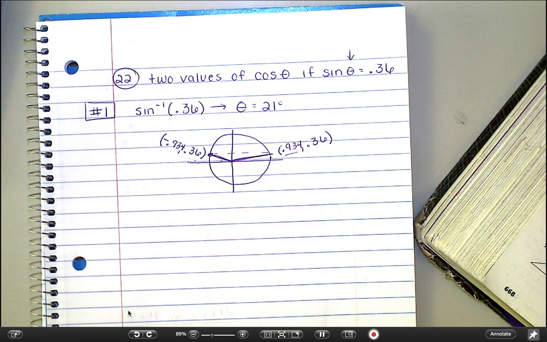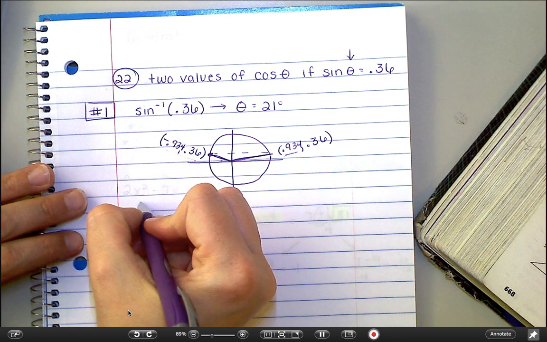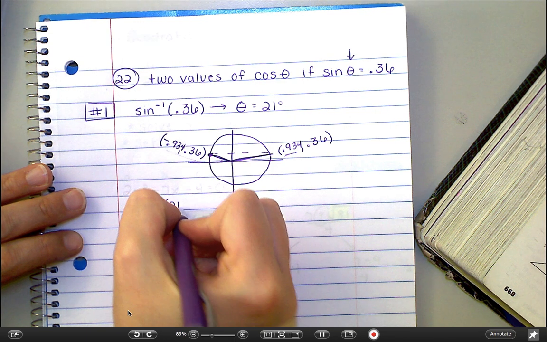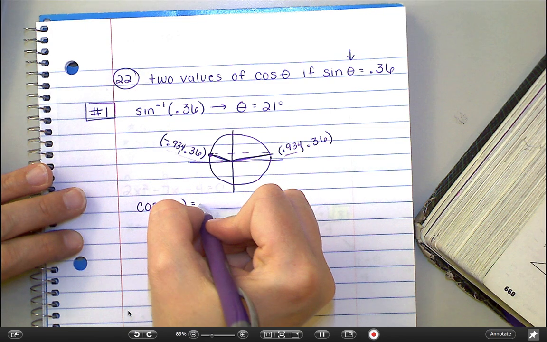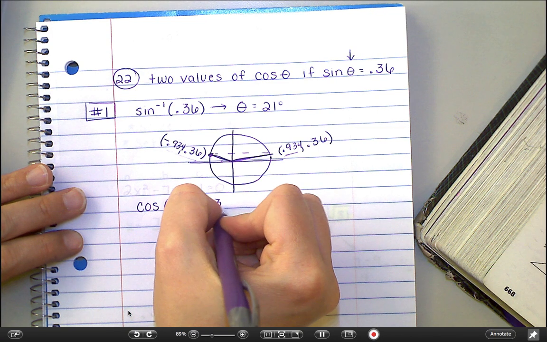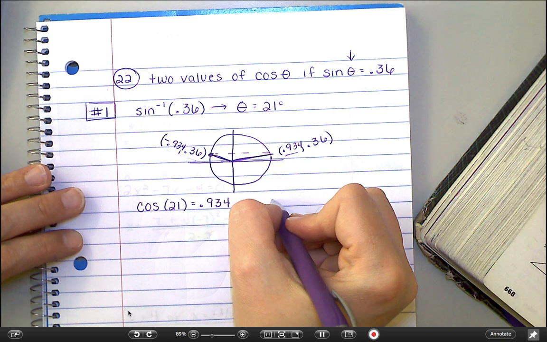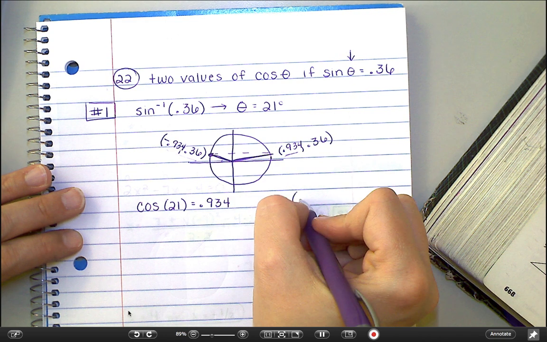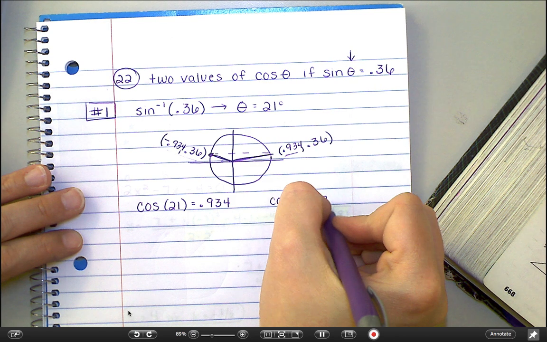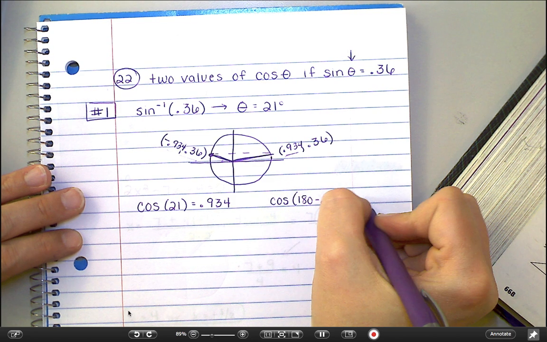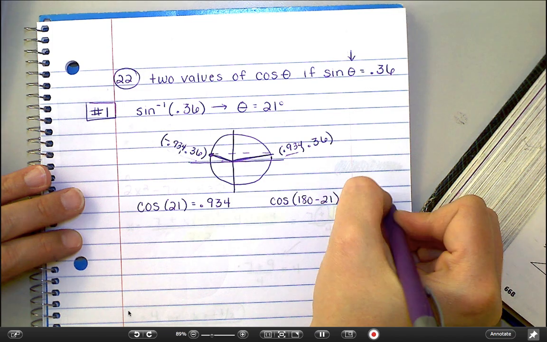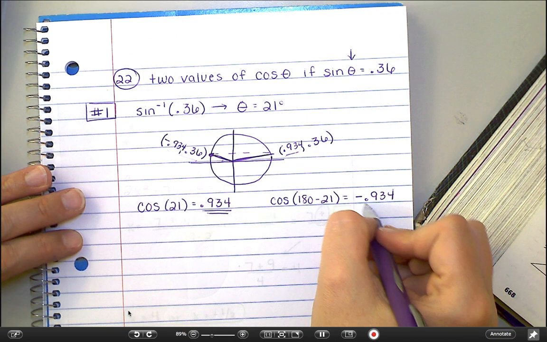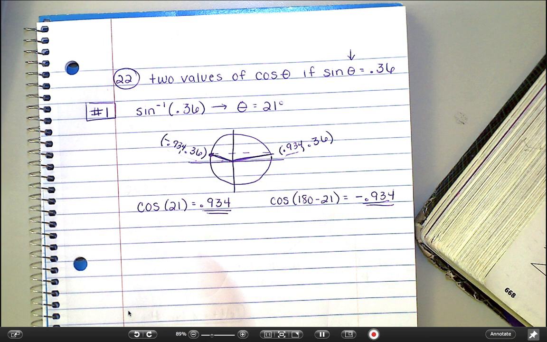Okay, so just to recap here, I did the cosine of 21 degrees, and I found that it was 0.934. And then if I did the cosine of this other angle, which is 180 minus 21 degrees, I would find that it is negative 0.934. Okay, and so right there are my two values of cosine theta. Okay, and it's always going to work that way.